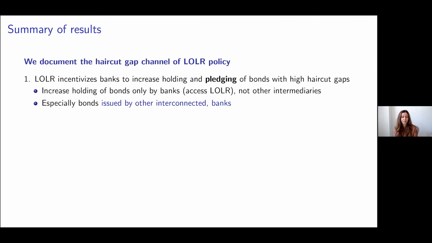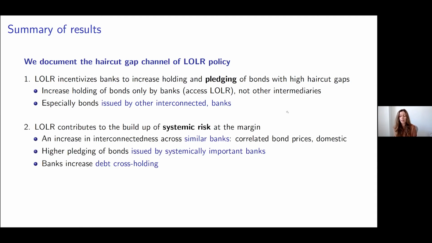The second thing is that all high haircut gap bonds are being more pledged with the lender of last resort, but within these asset classes, we see that the behavior is the strongest for bank bonds, especially those issued by other interconnected banks. This brings me to the second point. We focus on the bank bonds, and we show that the lender of last resort contributes to the buildup of systemic risk at the margin.